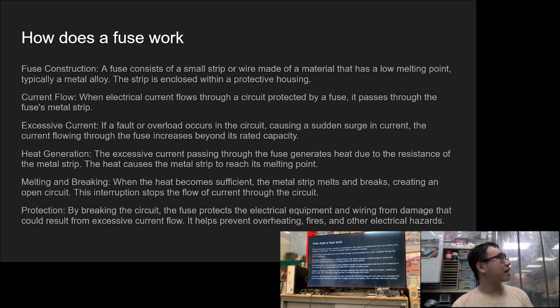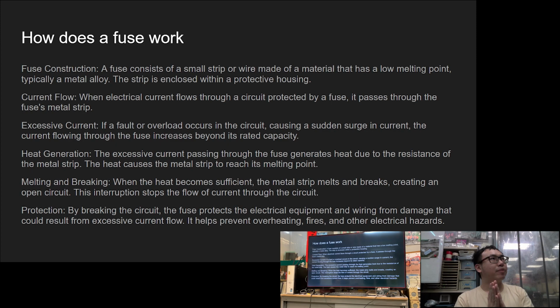So a fuse can help you with this kind of stuff. All of you know what a fuse is, right? It's a thin metal piece. So when the current flow is too large, the metal piece will blow out, will melt, so that the current will disconnect. Okay. So when the metal piece melts, the current will break.